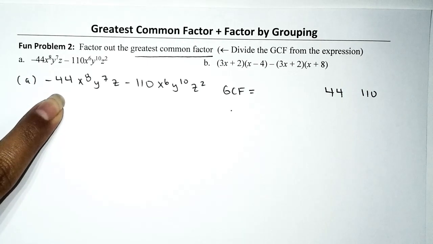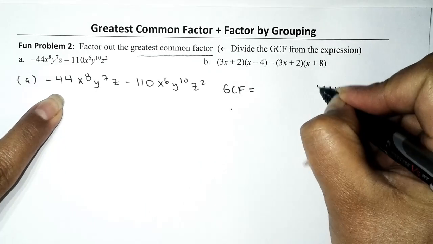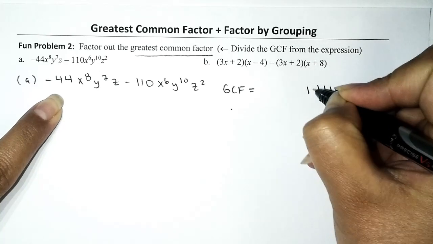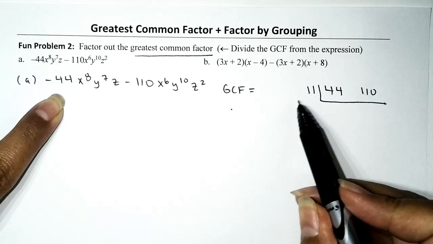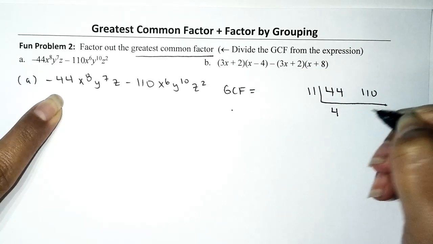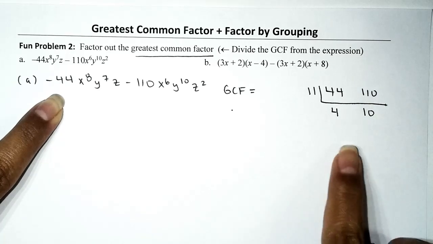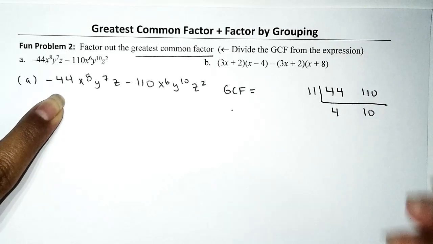Okay, so the coefficients of the terms are 44 and 110, and we're going to divide by the first number that comes to mind if we use the ladder. So I'm going to go ahead and use 11 with your permission. 11 goes into 44 exactly 4 times. 11 goes into 110 exactly 10 times. We can continue to divide, so let's go ahead and write another ladder.